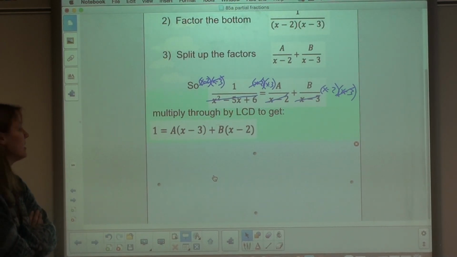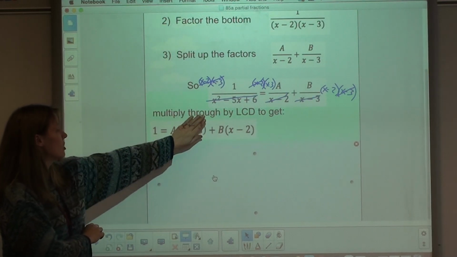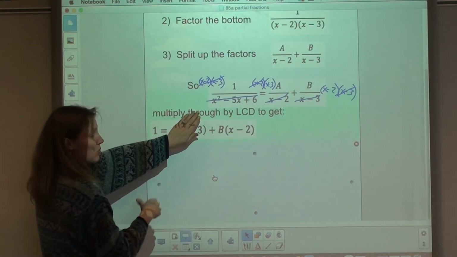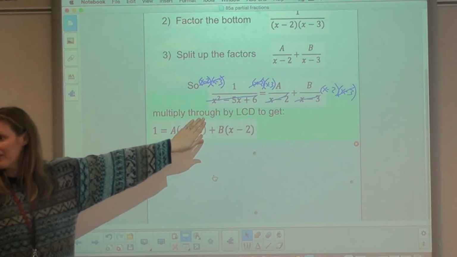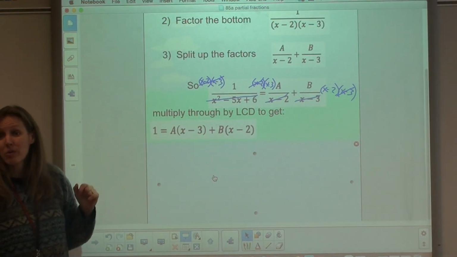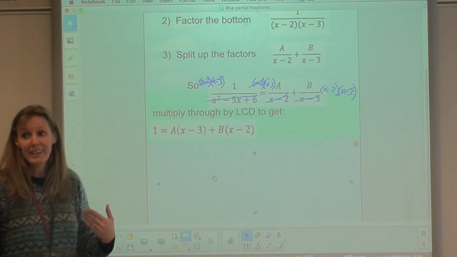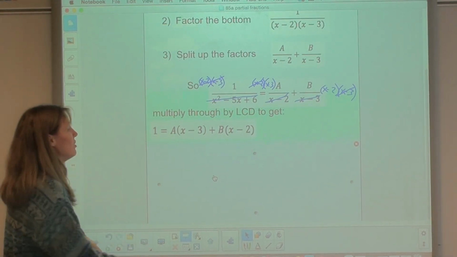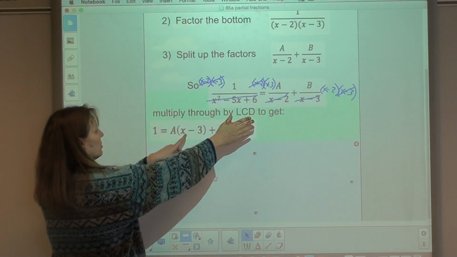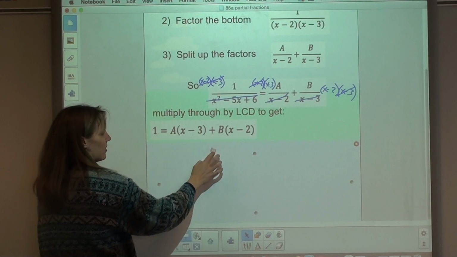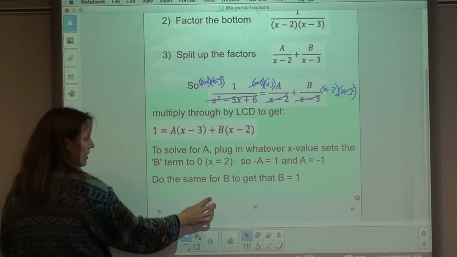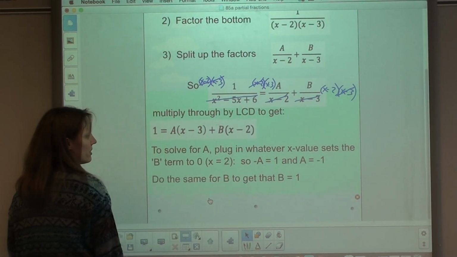3, right? Because if we plug in a 3, this term goes to 0, and we just end up with 1 equals b, because 3 minus 2 is 1. We just solved for b. Does that make sense? What would be another good number to plug in? 2, right? You plug in a 2, that term goes to 0, and we're left with 1 equals negative 1 times a, so a is negative 1. So you plug in a 2, you get a is negative 1. You plug in a 3, you get b is 1.